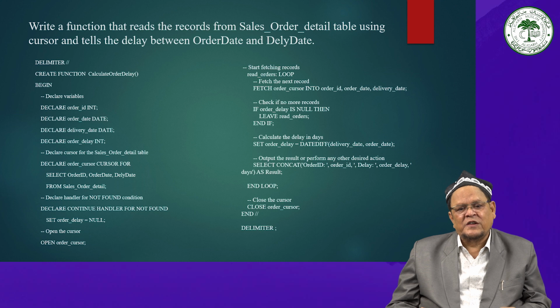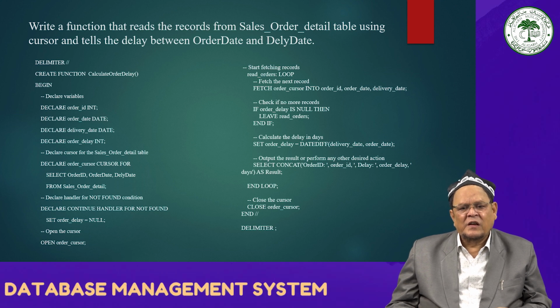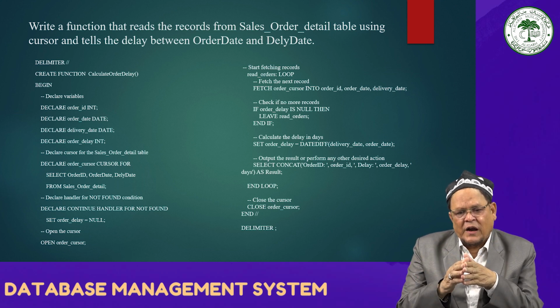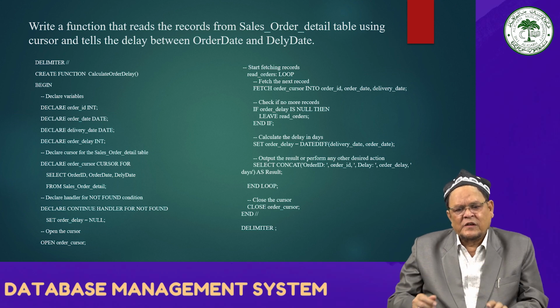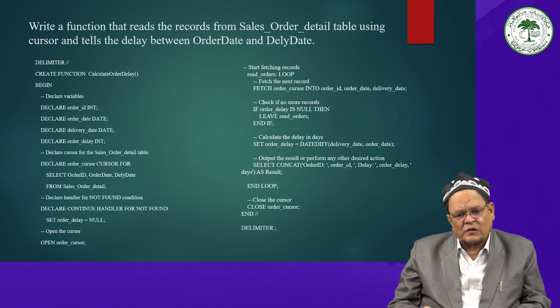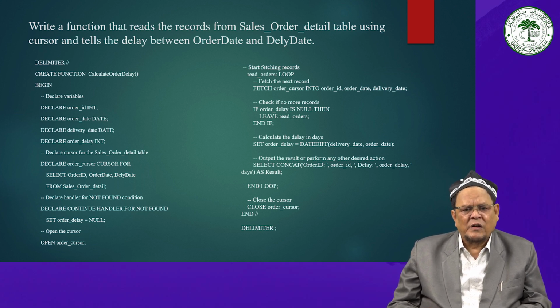In the read order loop, then fetch the next record, FETCH order cursor INTO order ID, and then check if there are no more records, else perform the desired actions. Then you have to SELECT CONCAT of the order date, order ID and delay, and as a result you can see it. Then you have to close the cursor, close the order cursor also. In this way you are able to find that the function will run.